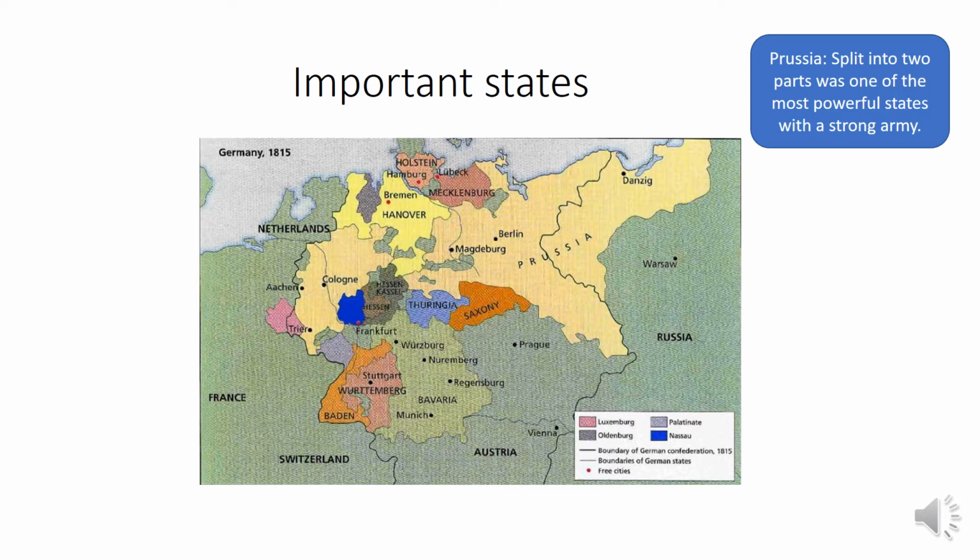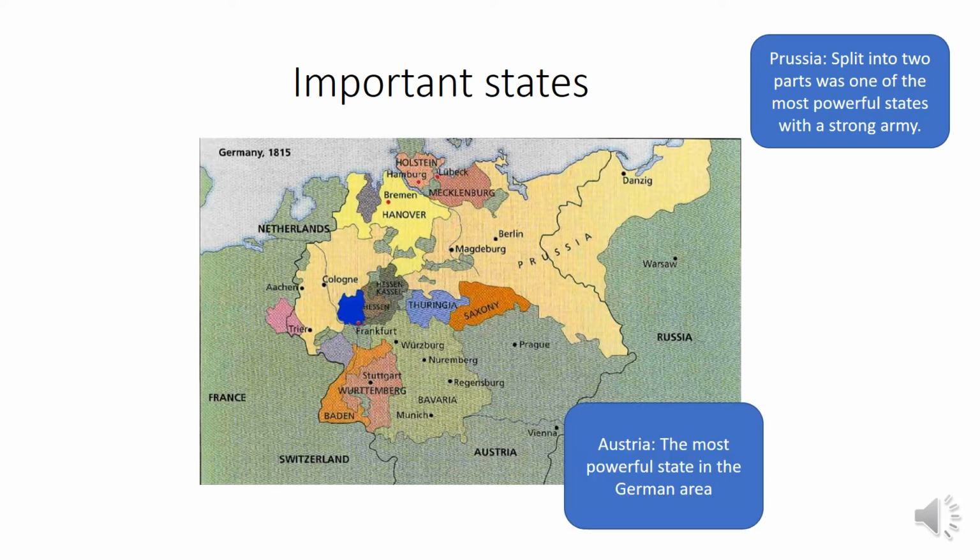The next major state I want to talk about is Austria. Now, Austria was the most powerful state in the German area. Though today we look at Austria as being a separate country, at this time Austria was very close to these German states. So Austria was just as German at this point as Bavaria and Württemberg.